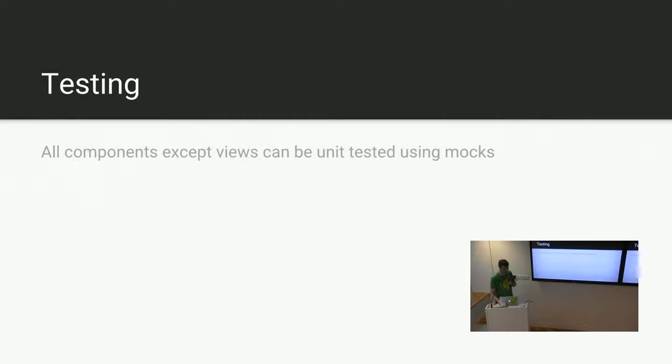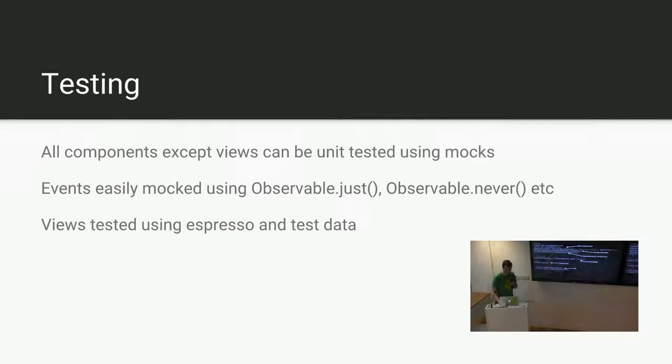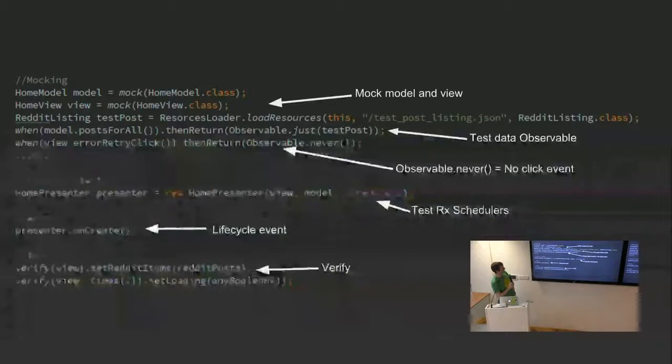For testing, everything can be tested except the views, because Android. And I don't use Espresso because I find it just weird and hard to use, mostly because I'm too lazy to learn it. We can easily mock events with Observable.just and never. Our views, well, you can test the views with Espresso if you really want to. So this is what a test looks like.